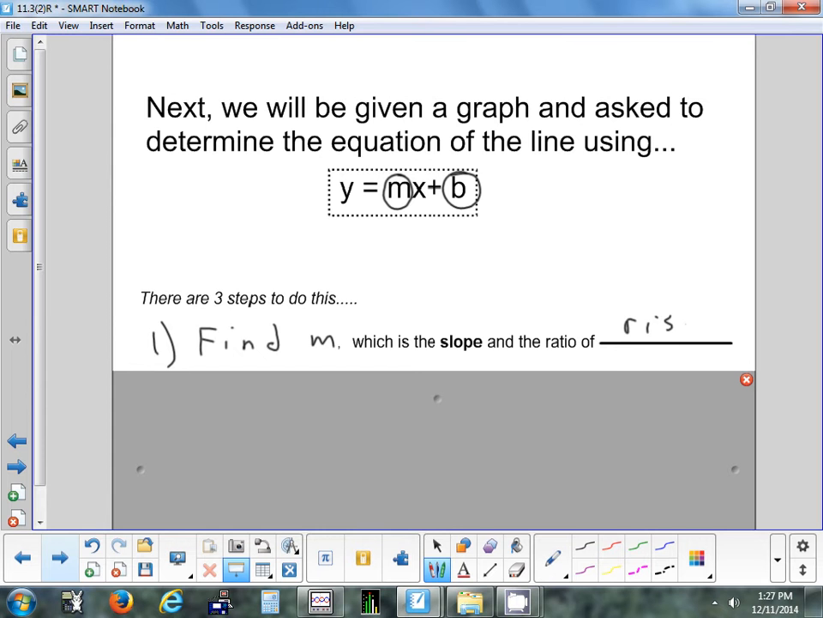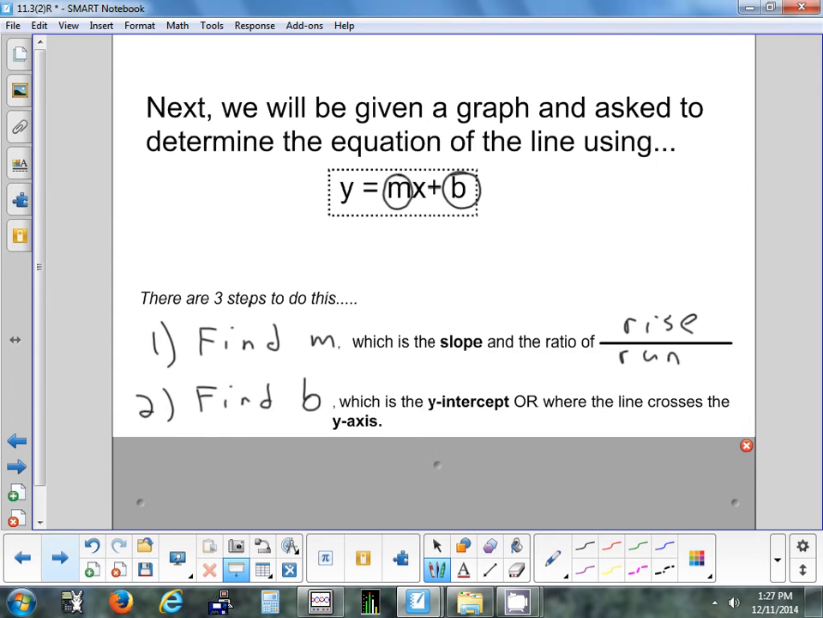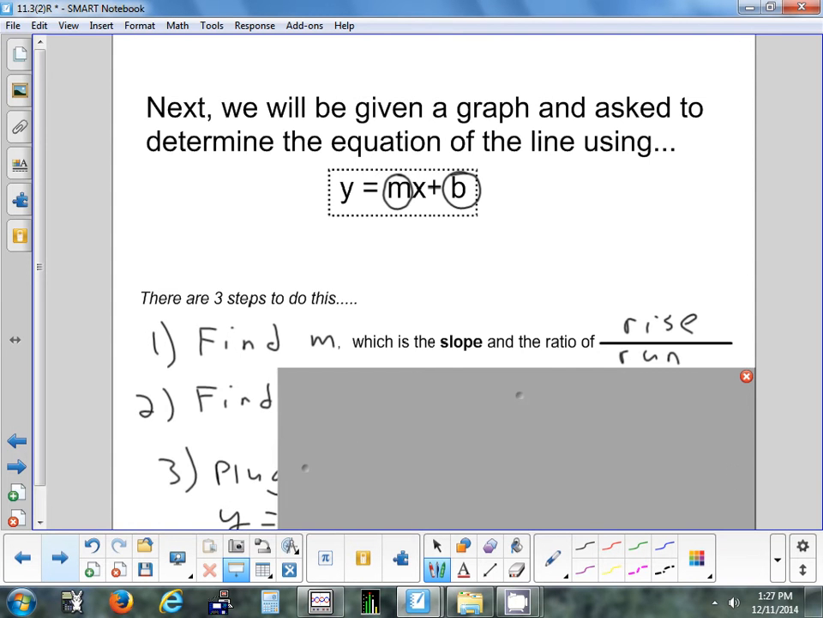Rise over run. Okay, I'm going to tell you right now, on the test, there'll be a question. What's the ratio of slope? So make sure you don't put run over rise. Some people flip it. It's rise over run. Okay, so we got to find m. Now we got to find b. Okay, so fill that in.